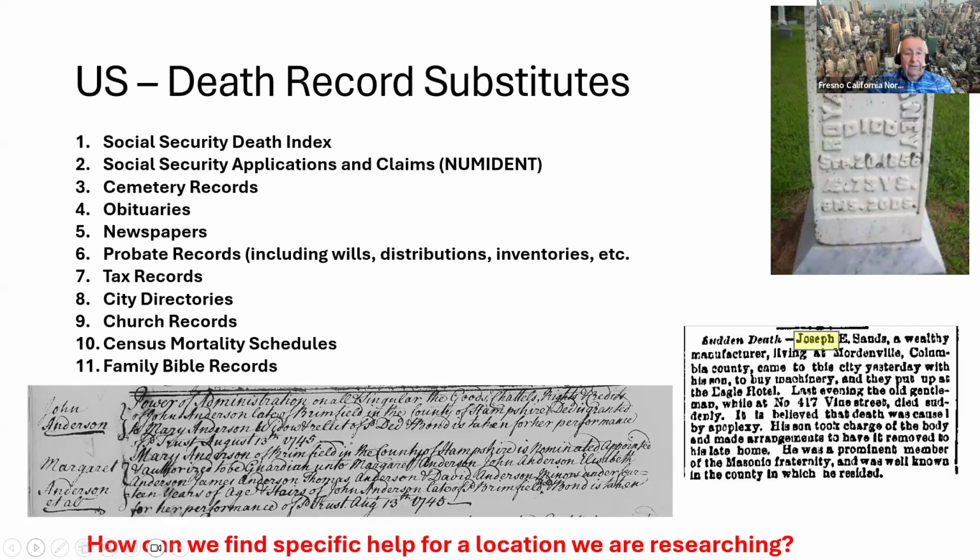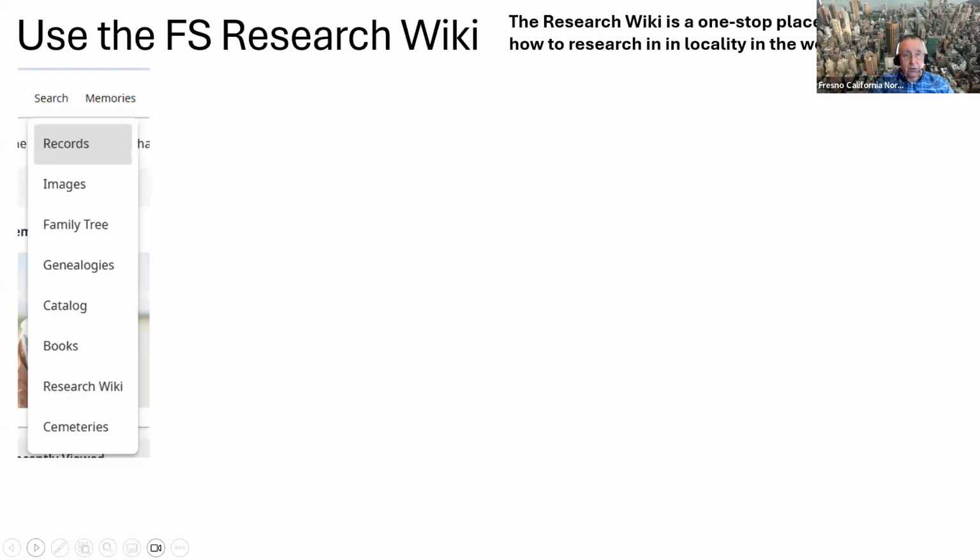Now, how can we find specific help for us? Because these are just general things for the United States in general. What we can do for anywhere in the world, if we want to find out more specifics of what's available, is to go to the FamilySearch Research Wiki. This is our one-stop shop for anything to do with research around the world. So when you go on FamilySearch, you look at the ribbon at the top of the page under search, and in the drop down, research wiki is down near the bottom.